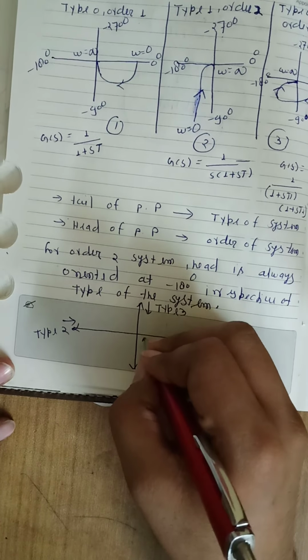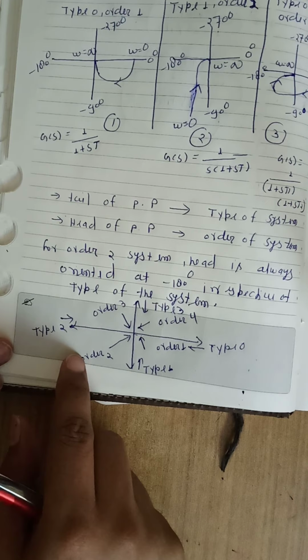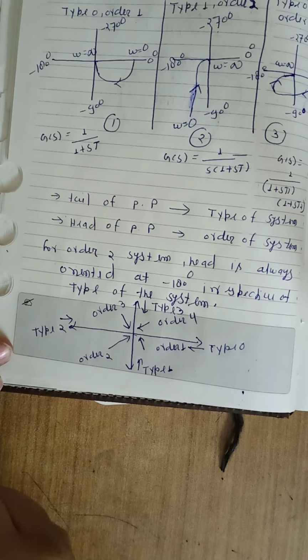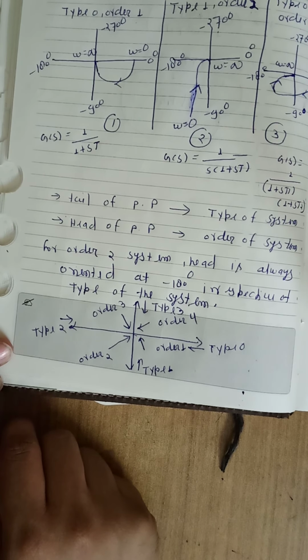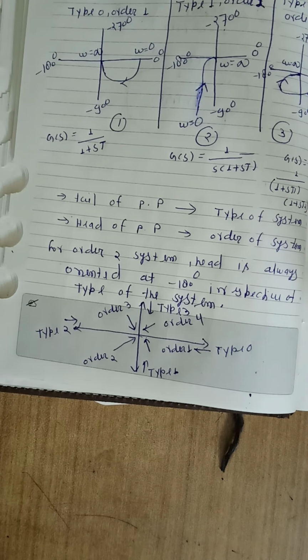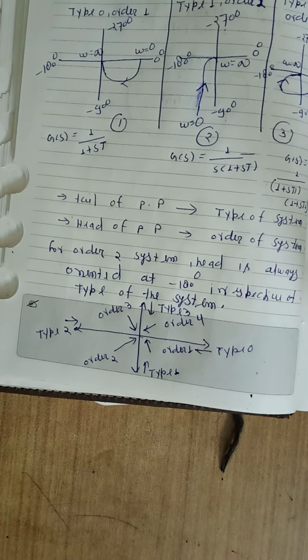Now let us verify for the second example, type 1 order 2 system. So this line will define a type 1 system, and order 2 means we will draw the plot in the third quadrant. So we have the polar plot for a type 1 order 2 system. So with the help of this concept, we can draw the polar plot for any transfer function.